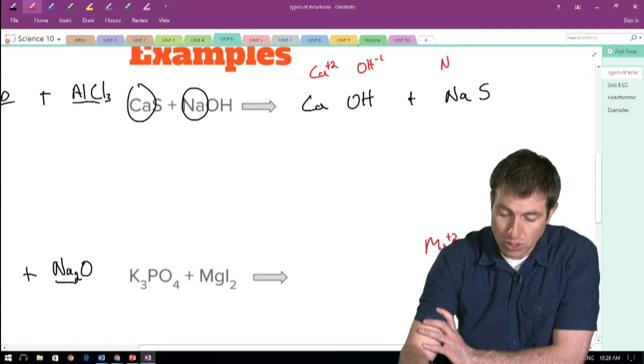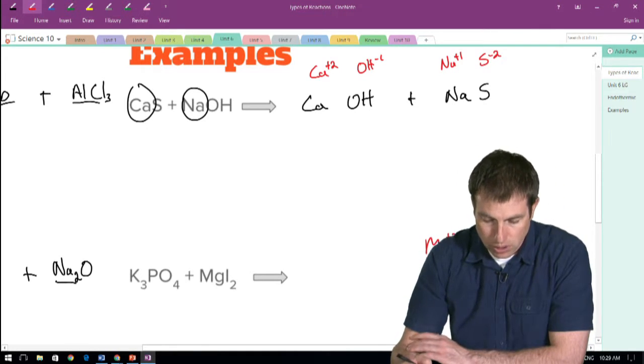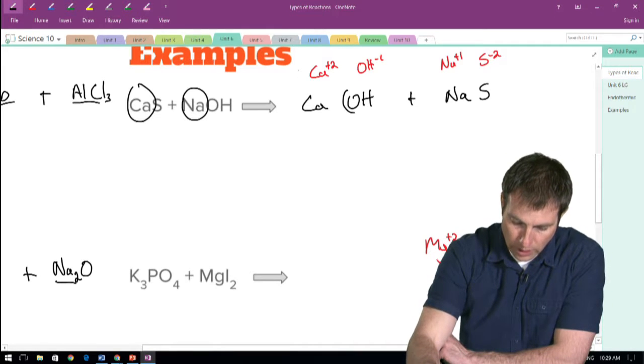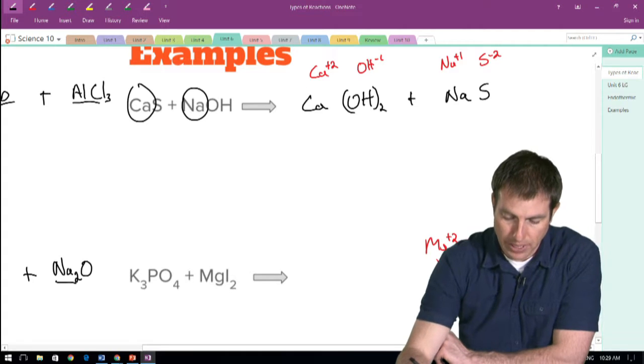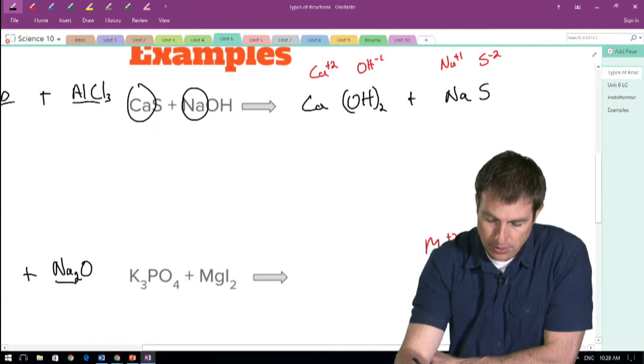And then I have sodium, which is Na, +1, and sulfur is -2. So if I crisscross my charges, I'm going to end up with Ca(OH)2. Need to put that in brackets as to not confuse the 2 with anything else. And then I have Na2S, the S gives it its 2, and then I end up with a 1 down here, but I don't include the 1s.